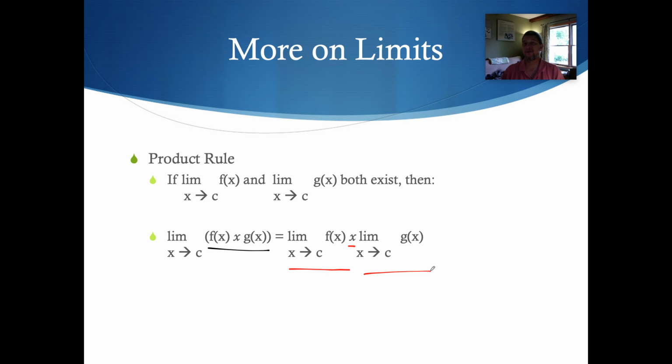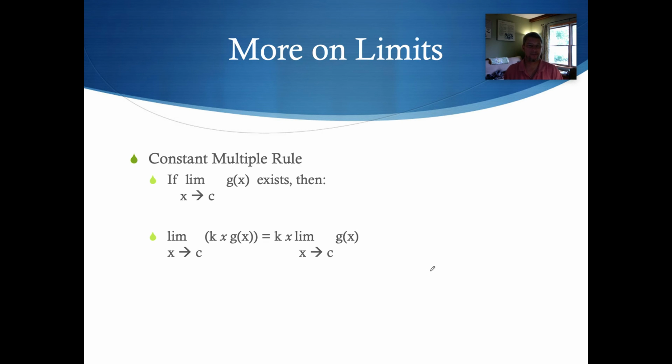Now, for division, we end up with a slightly different deal because there are more limitations on what we can do here. First things first, let's do the constant multiple rule first. If the limit as x approaches c of g of x exists, then the limit of the constant k times g of x is equal to k times the limit as x approaches c of g of x.